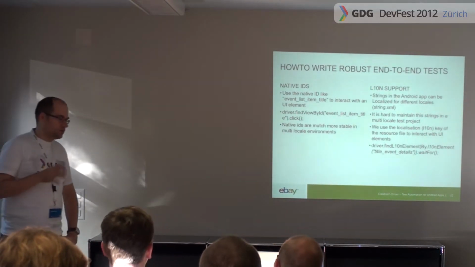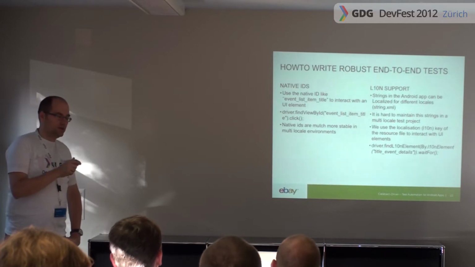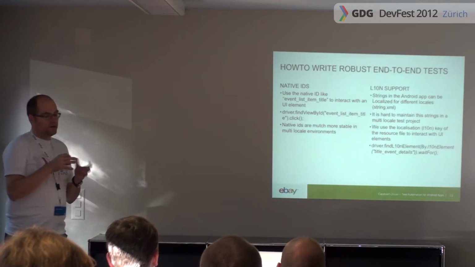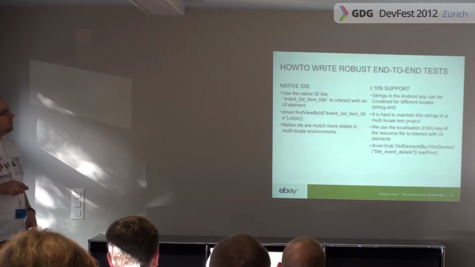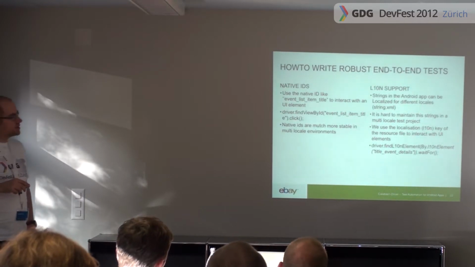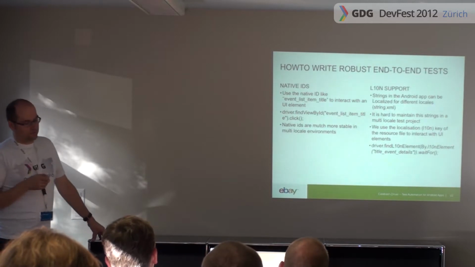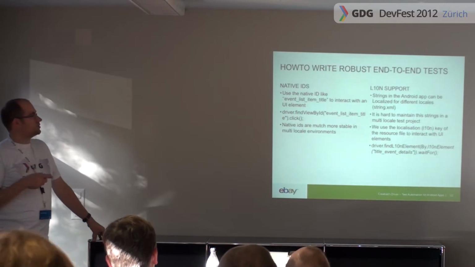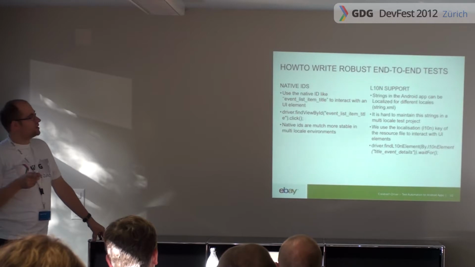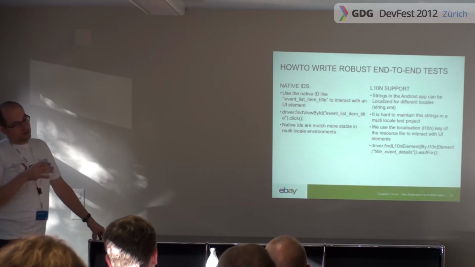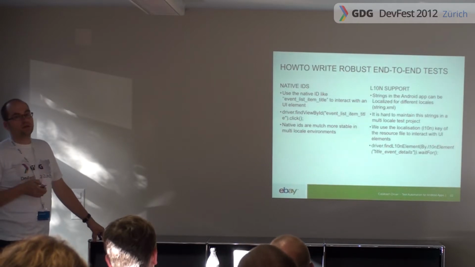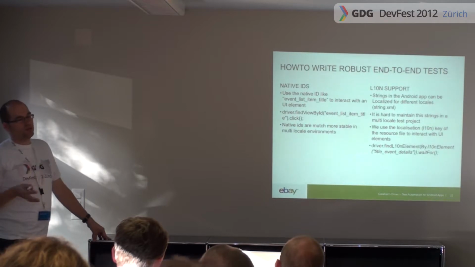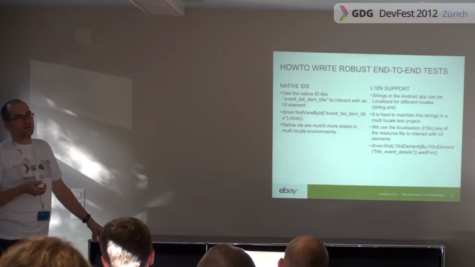But in some scenarios you don't have the ID, or the interaction with the ID is not working. Then we built in a kind of L10N support. That means if you write an Android application, you can localize certain strings for certain locales, and if you write automated tests, it's hard to maintain this. You can, in some way, copy this to your test project and work with this, but then if something changes, you have to redo everything, and there's extra complexity.